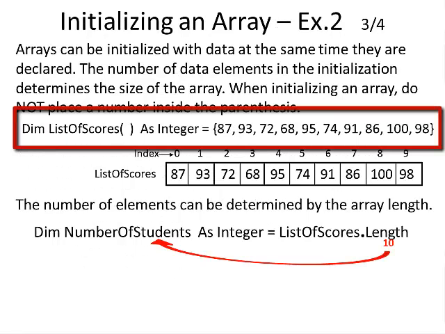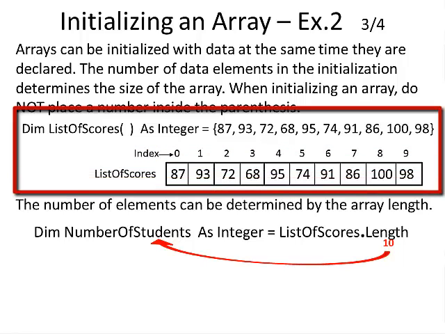I can also initialize an array at the same time I declare it. So if I say Dim listOfScores As Integer equals open curly brace, and then a whole bunch of numbers, each separated by a comma, and a closed curly brace, then I'll end up creating the array and putting numbers in it at the same time. In this case, I have 10 numbers, and it says 87, 93, 72, etc., all the way up to 98. I have an array that contains 10 numbers, and the index goes from 0 through 9.